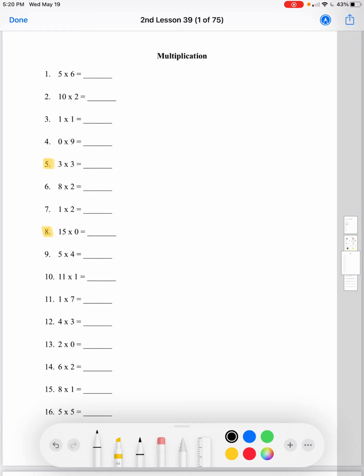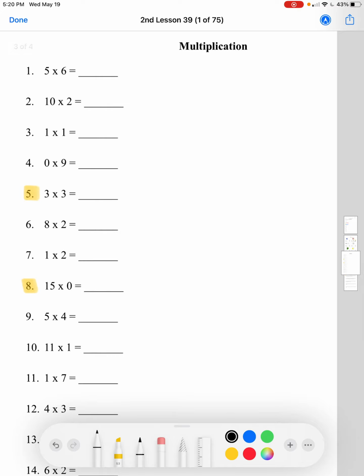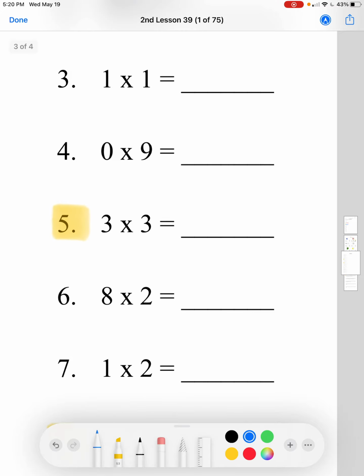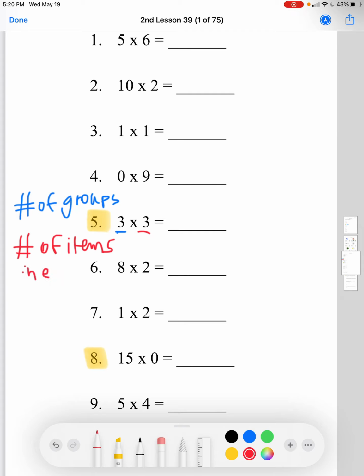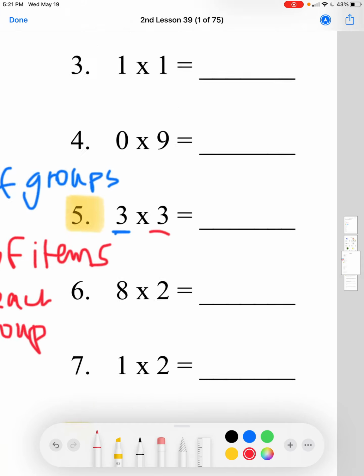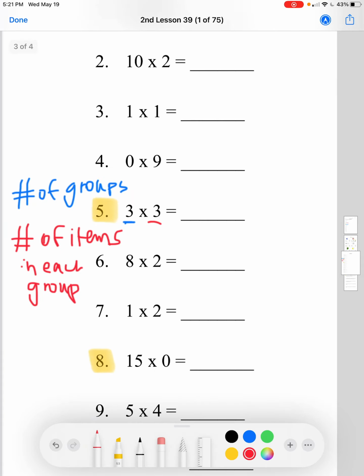Now let's go over multiplication. We'll go over number 5. We have 3 times 3 equals blank. So remember, this first number here is the number of groups you have. And the second number is the number of items in each group. So we have 3 groups and 3 items in each group.